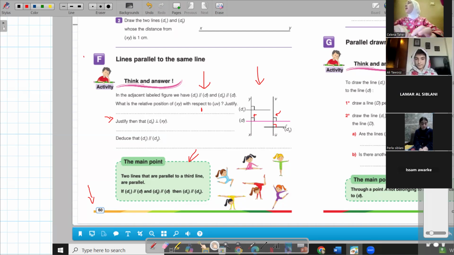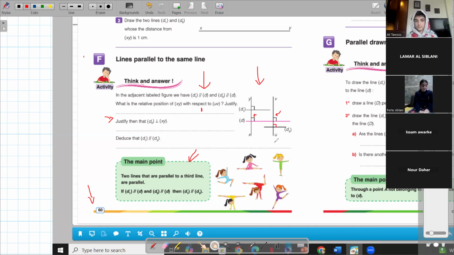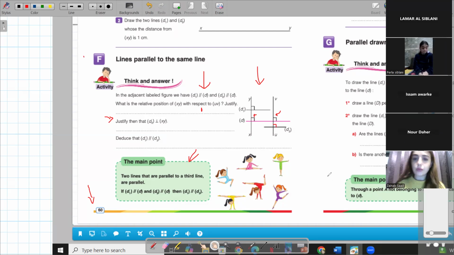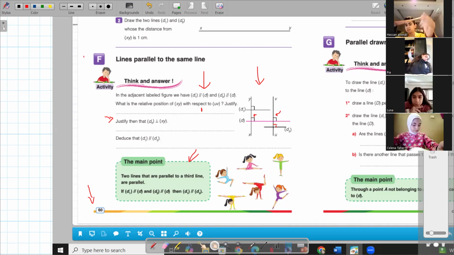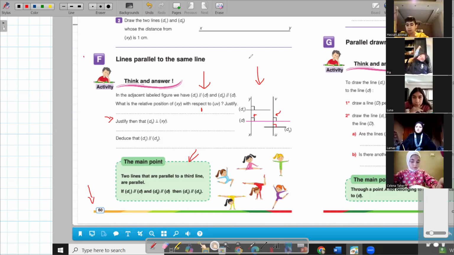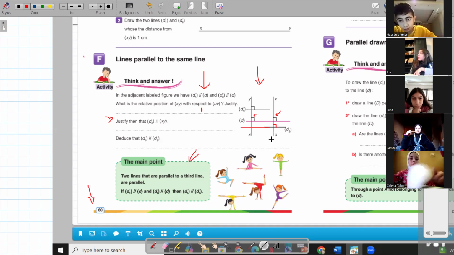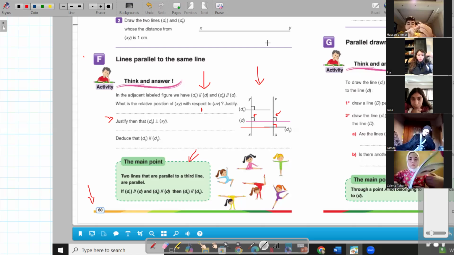So we proved that D2 is actually perpendicular to UV. Excellent. And then what did we say? We said that if two lines are parallel, then every line perpendicular to one is also perpendicular to the other. Bravo. So D2 is perpendicular to UV, already proved. And it is perpendicular to which one now? To XY, because it's perpendicular to D.